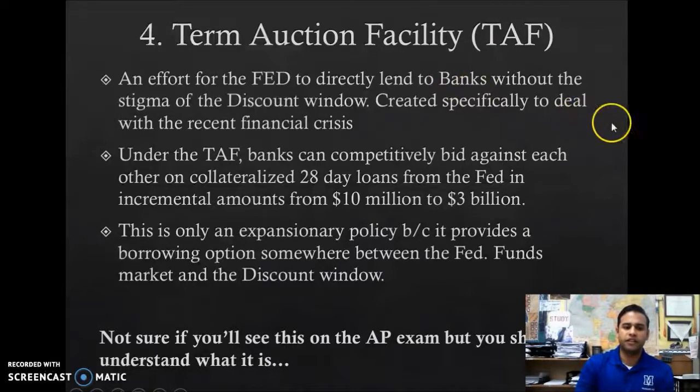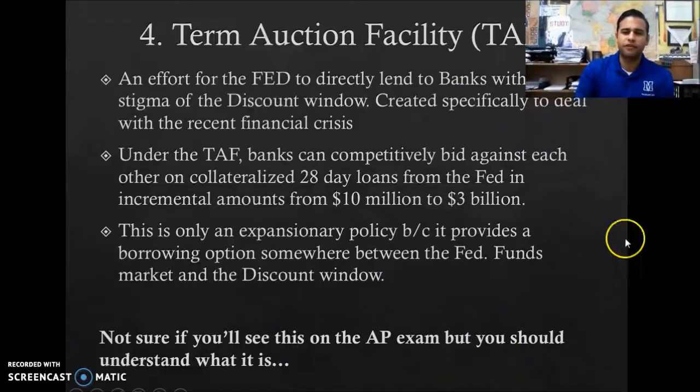Okay, we'll get into a little more on that in the future, but what I want you to understand for now is term auction facility is only expansionary, and it is an actual short-term loan that is auctioned off to banks that are willing to pay the highest interest rate. And it was used exclusively beginning in 2007 through 2009-ish. Not sure exactly when this came to an end. It was used exclusively, though, during the financial crisis known as the Great Recession. Okay.